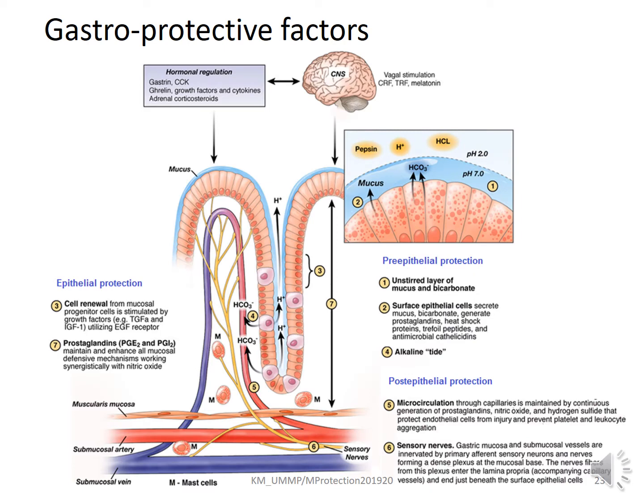As usual, this defense comprises the pre-epithelial defense. Just now I mentioned the mucus layer, and then we have the epithelial defense set up by cell renewal. The stomach cells are also under constant renewal, and prostaglandin stimulates bicarb secretion. And then in the post-epithelial layer, we have microcirculation and the nerve supply that provide continuous oxygen supply and nutrients and so on.